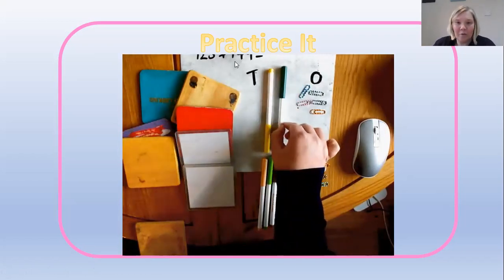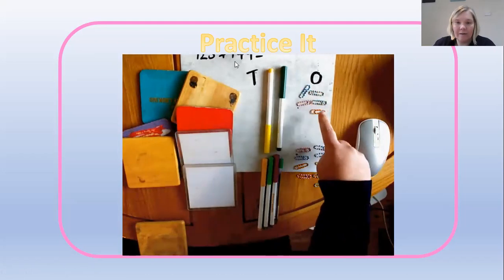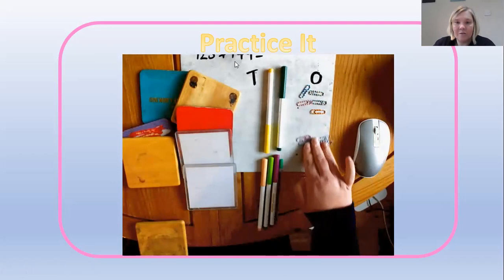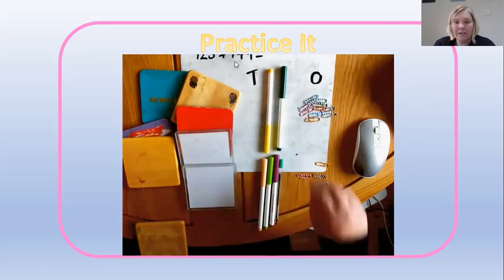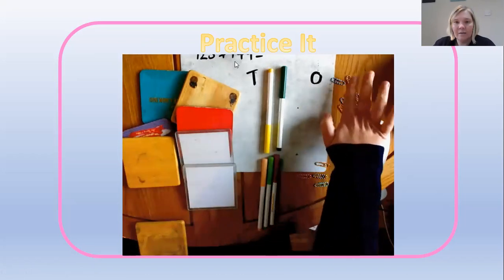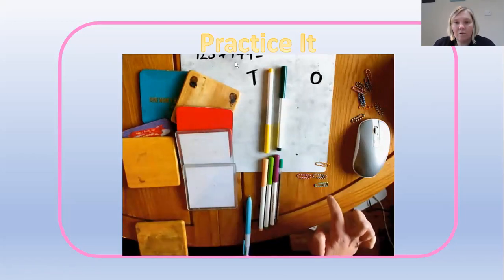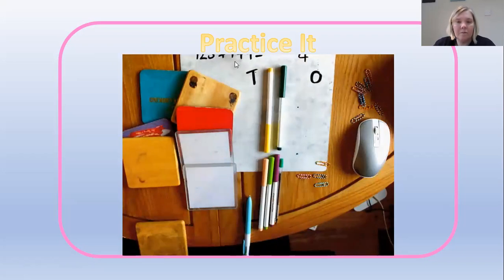So let's add up the ones column though. 1, 2, 3, 4, 5, 6, 7, 8, 9, 10. I need to stop there because I've got 10, and I need to exchange that. I need to exchange those 10 ones for 10. So now how many ones have I got? I've got 4 ones. You can just about see my 4 at the top of the page.